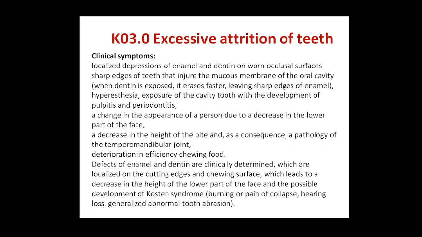And excessive attrition has clinical symptoms. Localized depressions of the enamel and dentin on occlusal surfaces, sharp edges of teeth that injure the mucous membrane of the oral cavity. When dentin is exposed, it wears faster, leaving sharp edges of enamel. Also, hyperesthesia, exposure of the tooth cavity with the development of pulpitis and periodontitis.